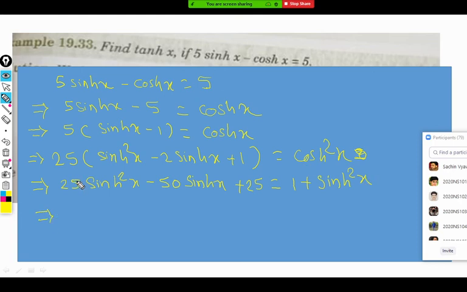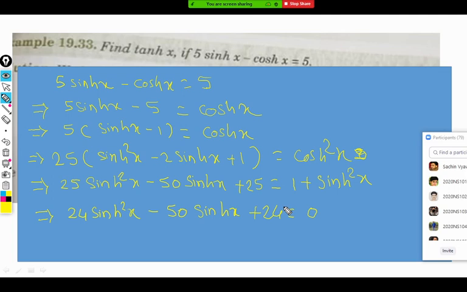So the sinh square x, if you take on this side, it comes 24. 24 sinh square x minus 50 sinh x plus 24 equal to 0. Now this is quadratic in sinh x, so we can use a quadratic formula for getting the value of sinh x, or you see the factors. If there are factors, you can go that way also. Or remember, scientific calculator also, you can use it to get these roots.